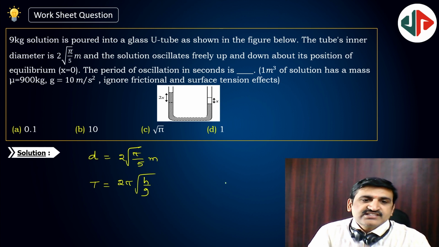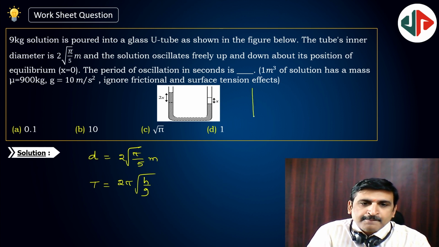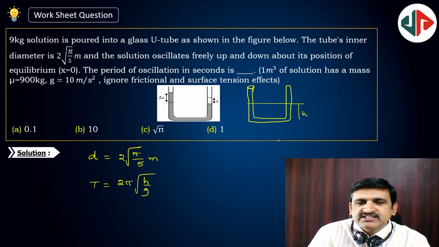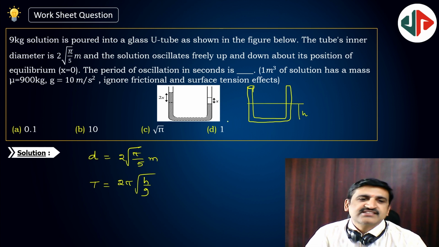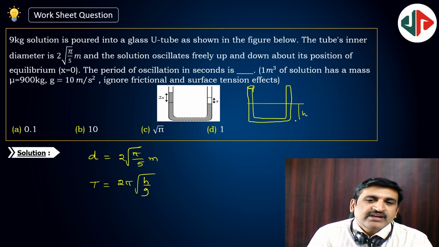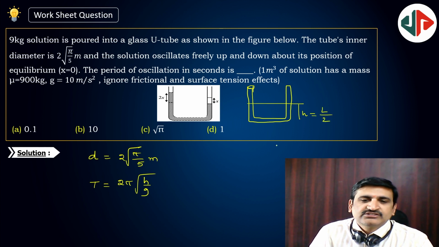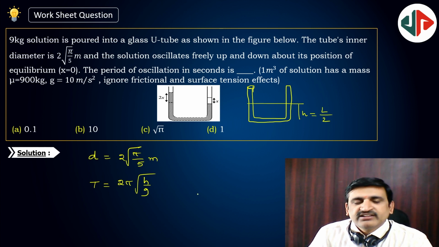Here h is the height of the liquid. We have to take like this. Whenever two liquids are of equal height, then we have to take that height. If that is not available, then you can think like this: you can take the total length of the column by 2. H is equal to total length by 2, so h can be replaced with L by 2. How to get the total length of the liquid? We can get that like this.